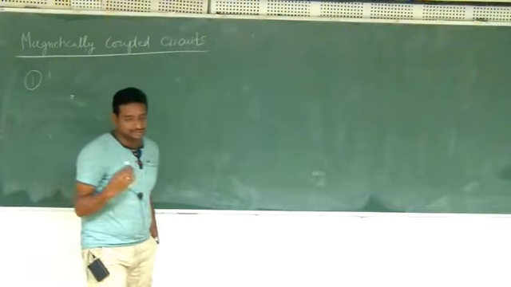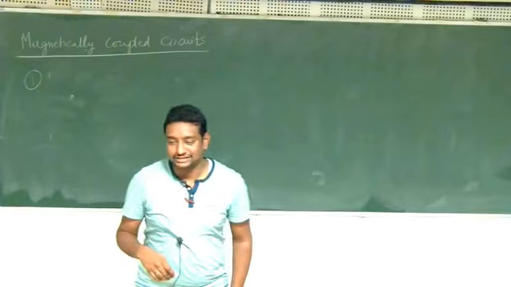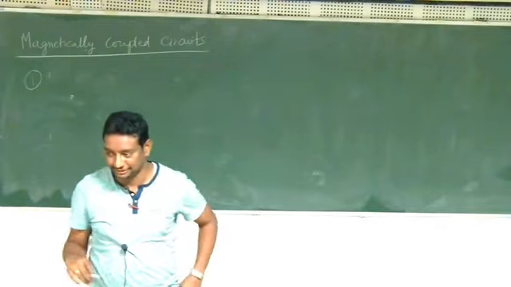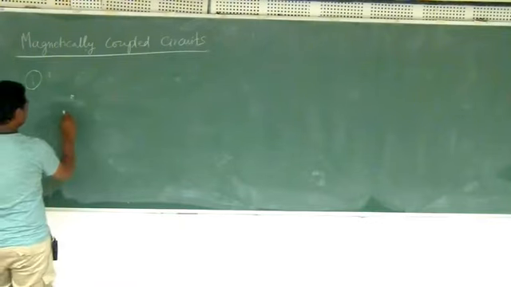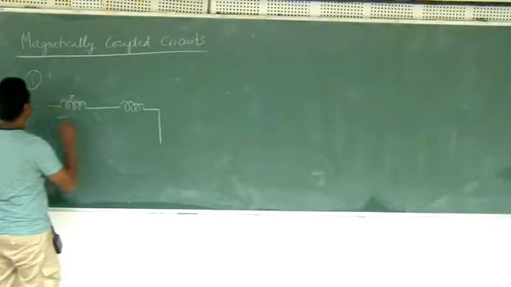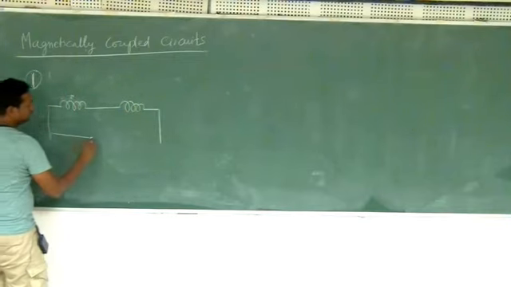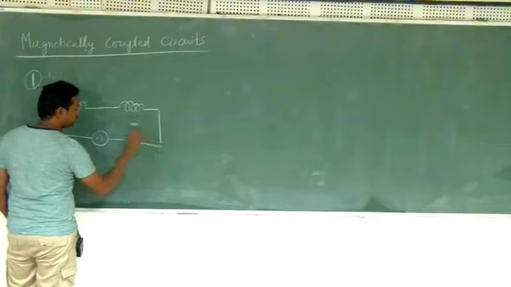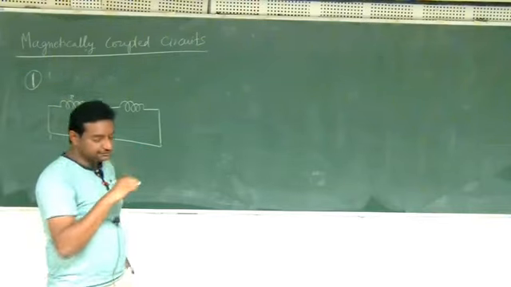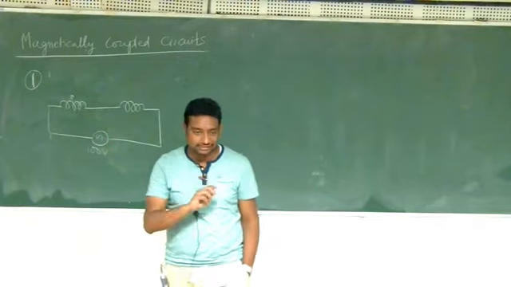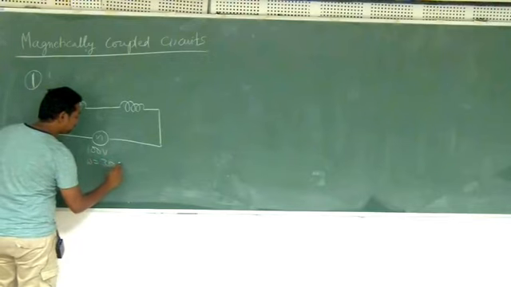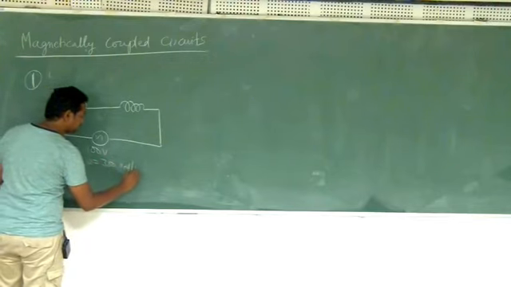It's a case where there is no magnetic coupling between two circuits or two coils. Okay. So imagine a circuit like this. So this is the first problem, and then there is a voltage supply. So let's consider 100 volts. Now just for ease of calculation, I am assuming omega equal to 300 radians per second.